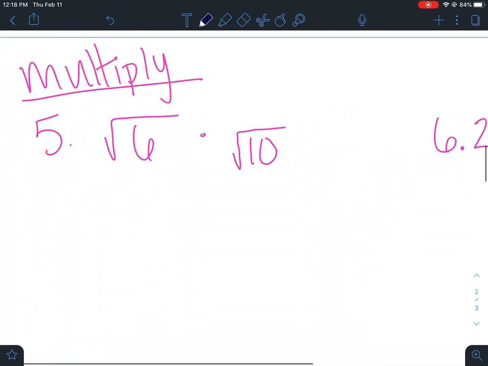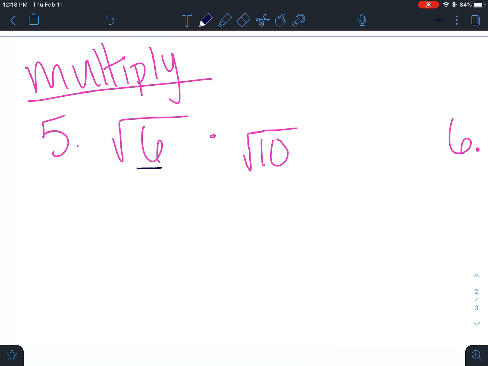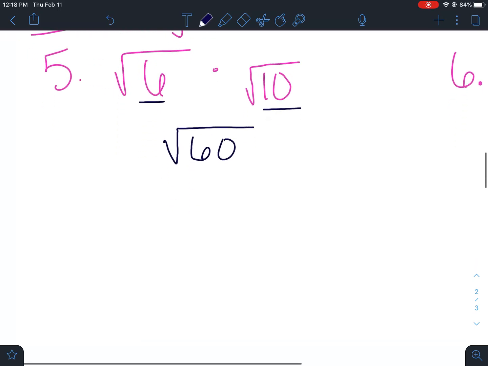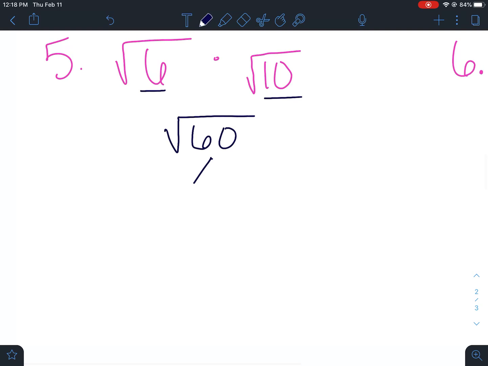Here we are multiplying. When we are multiplying, we're going to multiply the numbers inside and put them under 1 square root. Here, that is the square root of 60. Now I'm going to simplify. This is again just like what we did up there. I'm going to do a little bit different here. I'm going to do 3 times 20, just to show you that it doesn't matter how you break them down, you're still going to get the same answer.